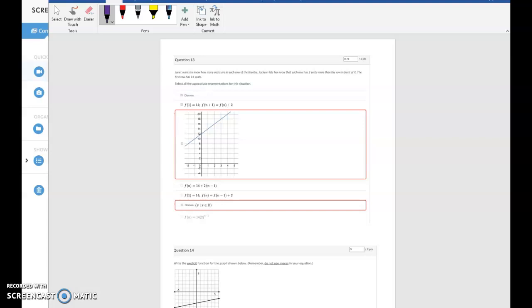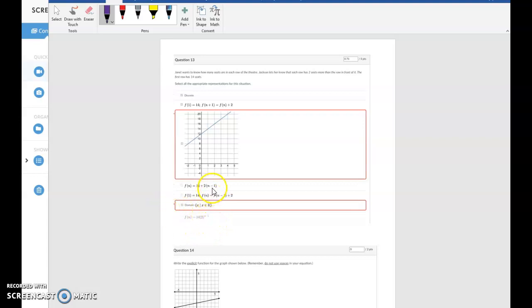So it is discrete. You do have the recursive formula correct. But this graph is not correct. So if you look, since we have rows in a theater, it's not going to be a continuous line. It's going to be discrete. So it should just be dots on that graph. Okay. And there were some more options at the bottom that I couldn't capture.